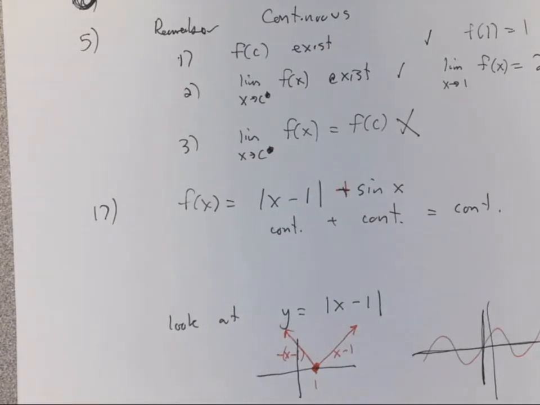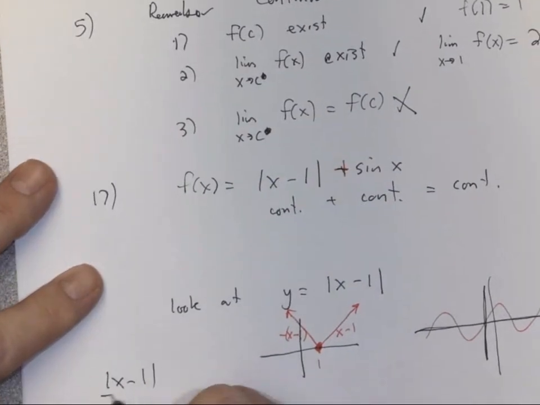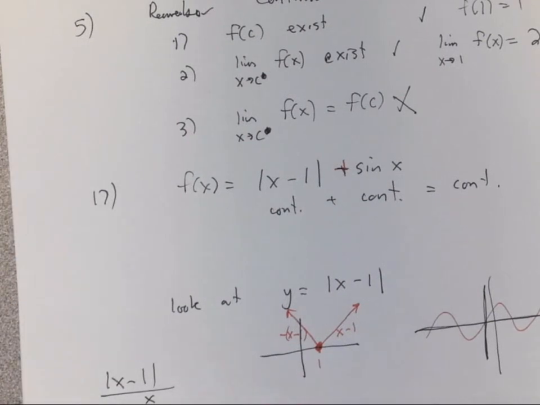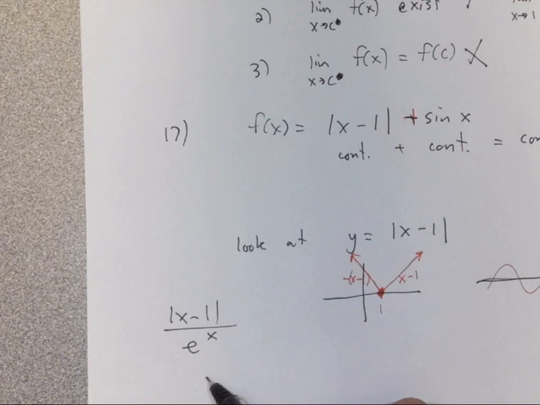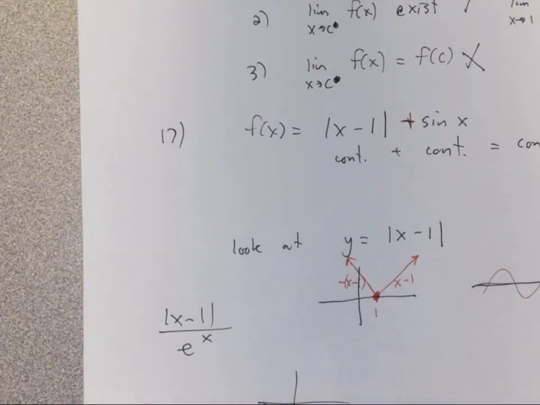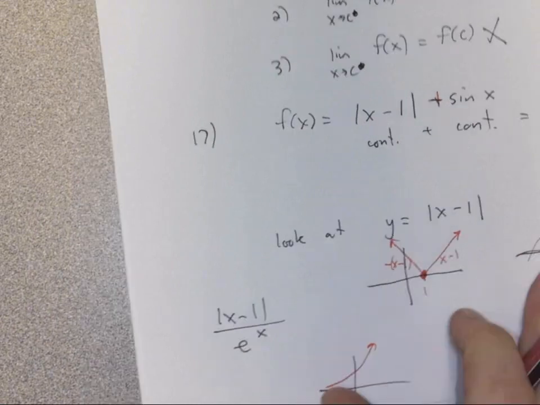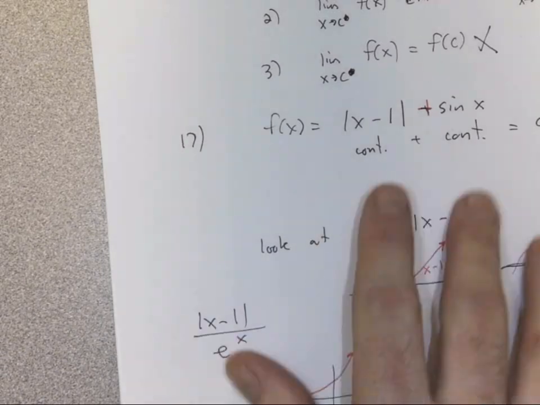Okay, so there are functions where it'll never be 0, right? Like if I have the absolute value of x minus 1, I can divide it by e to the x. Those things are continuous, right? Absolute value function is continuous. E to the x is continuous. And if you look at the graph of e to the x, does it ever touch 0? No. So that's still a continuous function because the bottom is never 0, right?